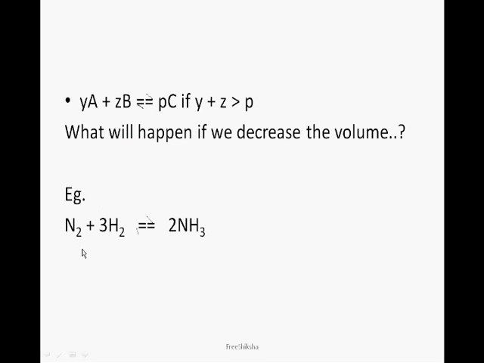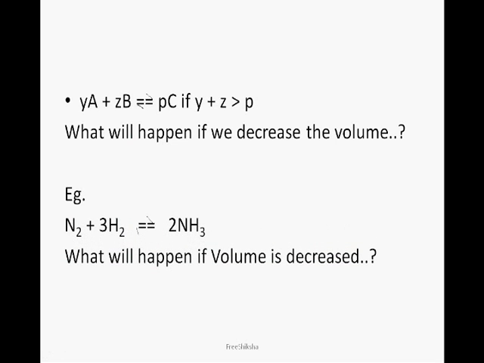Similarly, if we take an example of Haber's process, nitrogen is reacting with 3 atoms of hydrogen, giving 2NH3, ammonia gas. So here we can see that 1 mole of nitrogen reacts with 3 moles of hydrogen, giving 2 moles of NH3. So on the right side we can see the moles are less than on the left side. So on the left side more volume is occupied by the molecules, on the right side less volume is occupied by the molecules. Now if the question is what will happen if the volume is decreased, the same thing here.